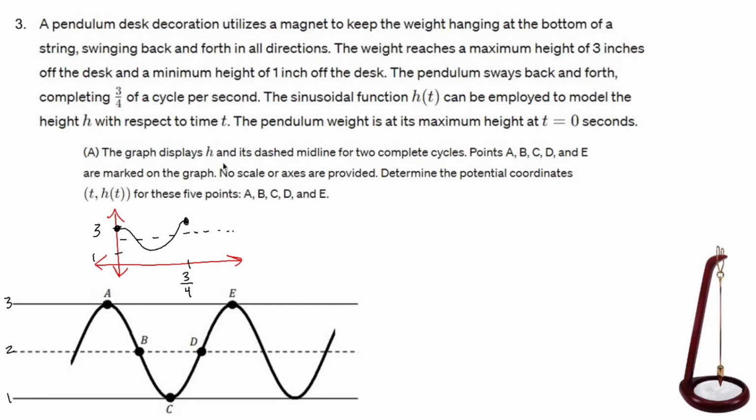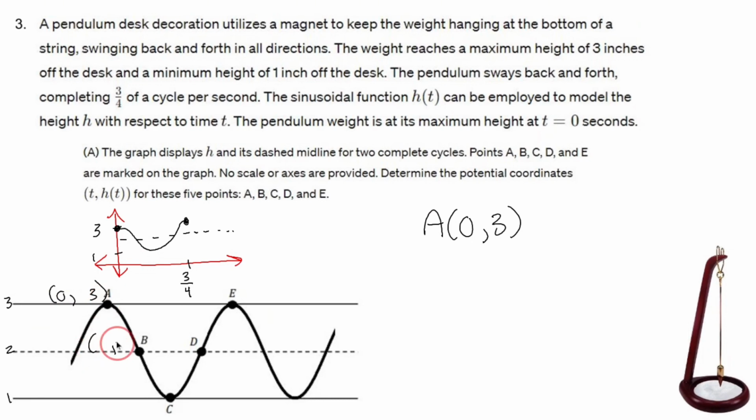So the graph displays h and its dashed line midline for 2 complete cycles. Points A, B, C, D, and E are marked on the graph. No scaled axes are provided. Determine the potential coordinates t, h of t for these 5 points A, B, C, D, and E. All right, so right off the bat, we could do A as our maximum. So we could say that A is 0, 3. Okay, this is where it gets a little complicated. So 0, 3, that part's pretty easy.